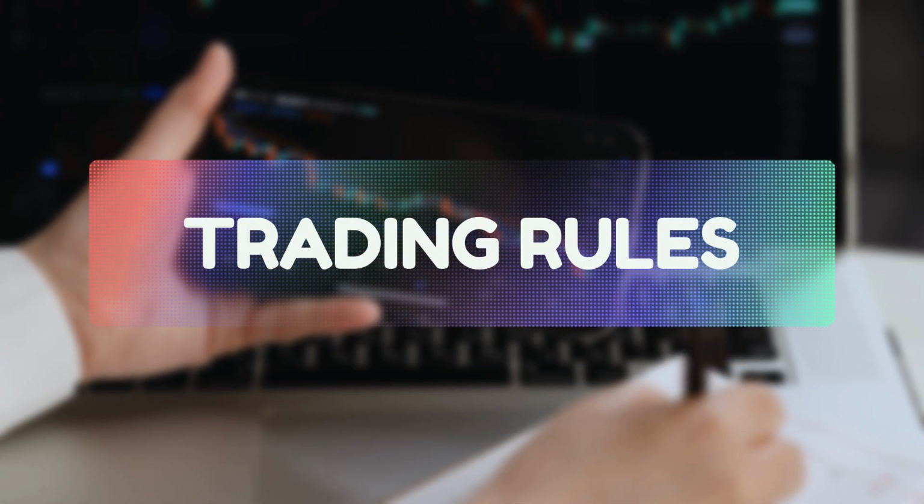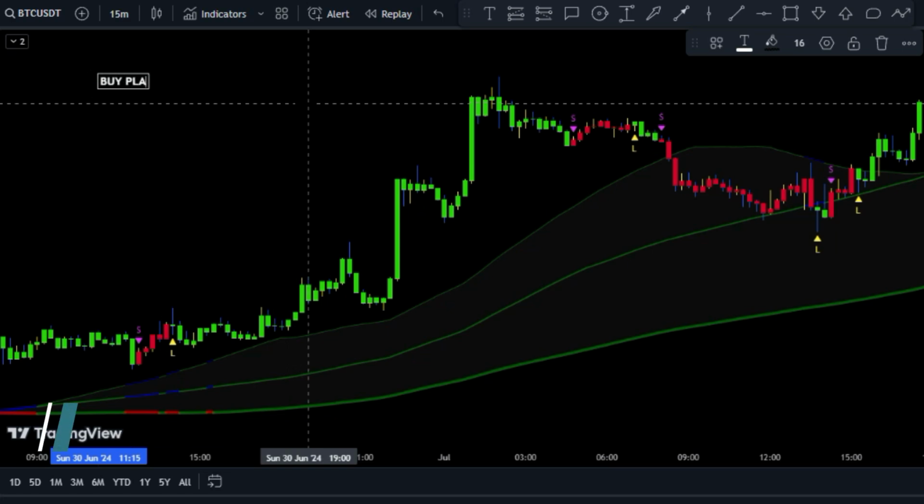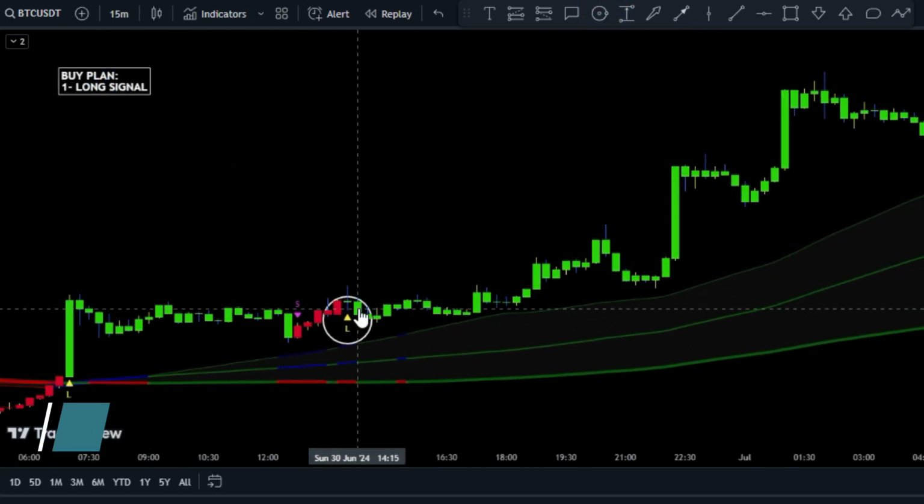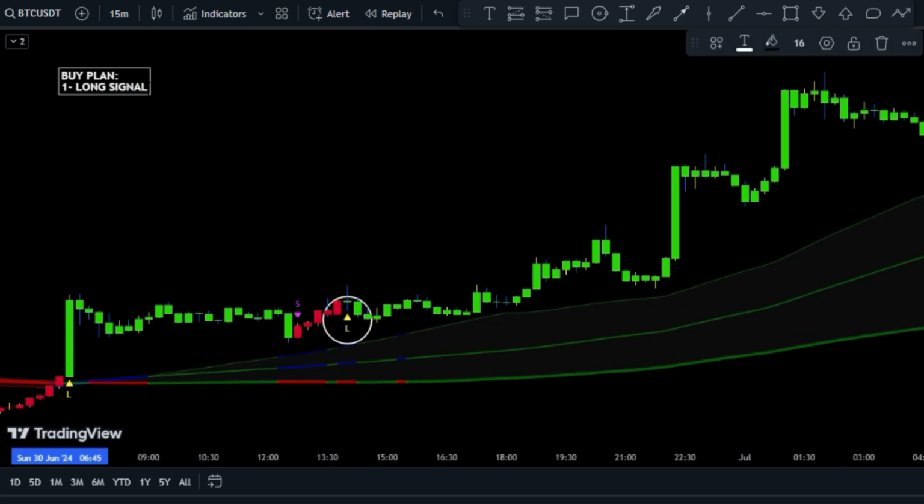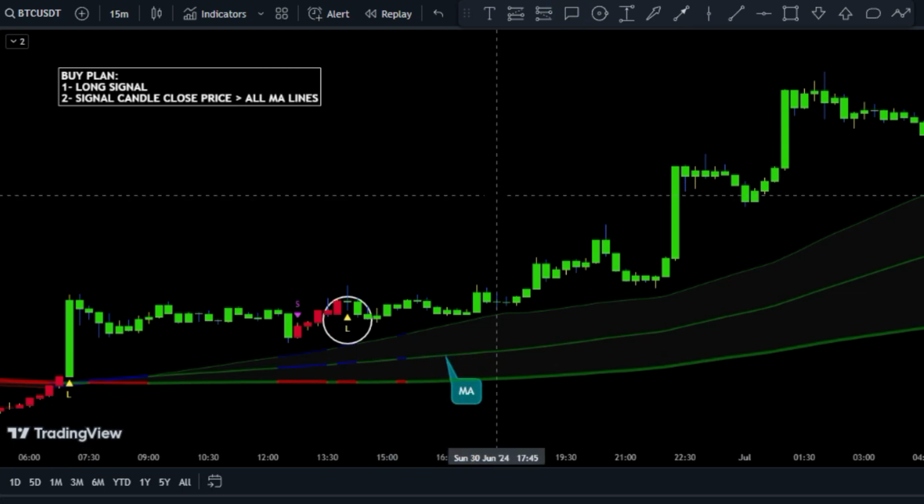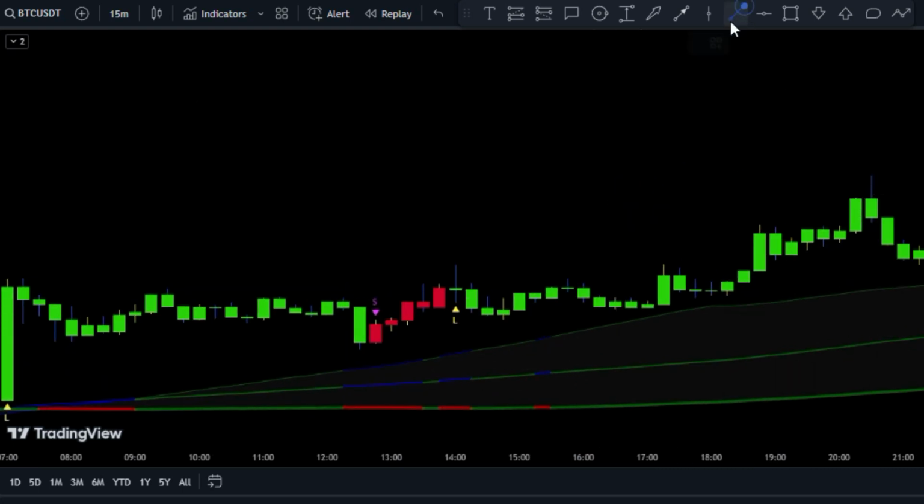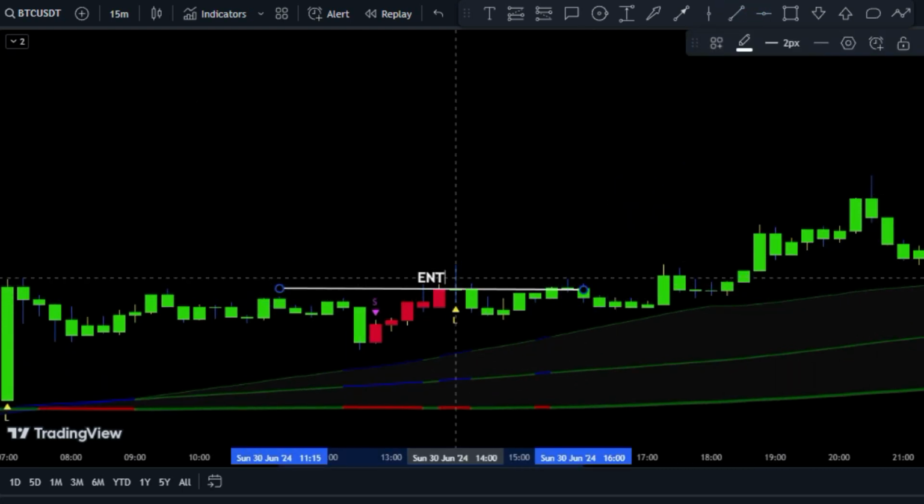So now with our indicators all set up, it's time to learn the profitable way to trade using the strategy. To enter a buy trade, first look for a buy signal, an L printed on the chart by the STD Filtered indicator. Next, we need to make sure we're trading in the same direction as the trend. To do this, check that all the moving average lines and the signal candle's close price are above all the moving averages. If you see a buy signal and the trend is pointing upward, you can confidently enter the buy trade.